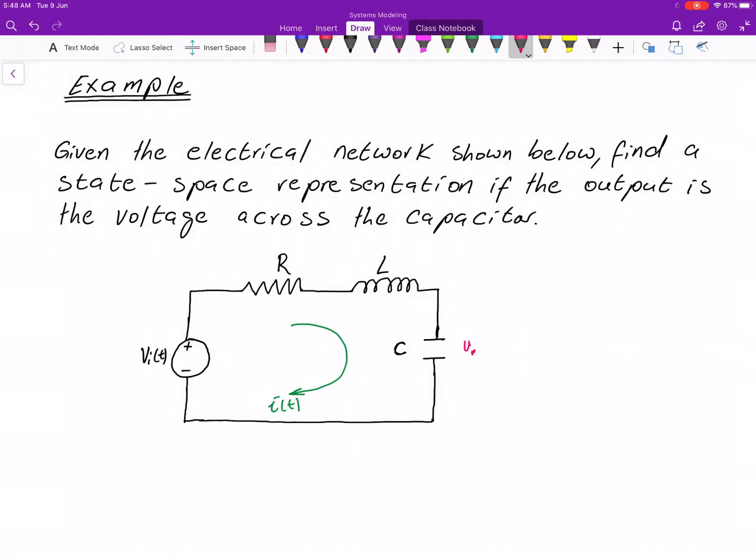With electrical circuits, the state variables that we have to choose should be energy storage elements. So we store energy in the inductor, and we also store energy in the capacitor. In the inductor, the energy is stored as current, and in the capacitor it is stored as voltage. So what we are going to choose as our state variables is IL and VC.